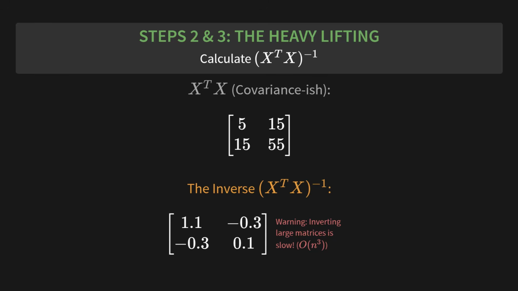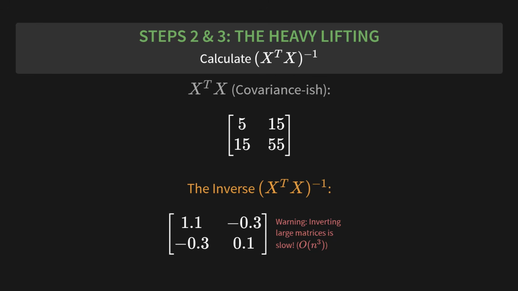Now, here's a super important warning. Inverting a tiny 2x2 matrix is fast, but inverting large matrices is very slow. The complexity is O of n cubed, which means the time it takes grows exponentially with the number of features you have. Keep that in mind. Okay, we have all the pieces. Let's get the final result.